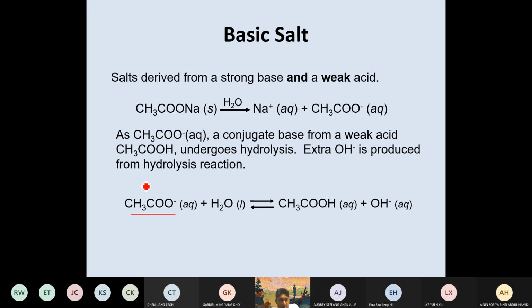So the CH3COOH is coming from the weak acid, right? And sodium. Here it is going to react with water and produce an acid as well. Again, it is producing the parent acid, right? But this hydroxyl ion is being produced again.